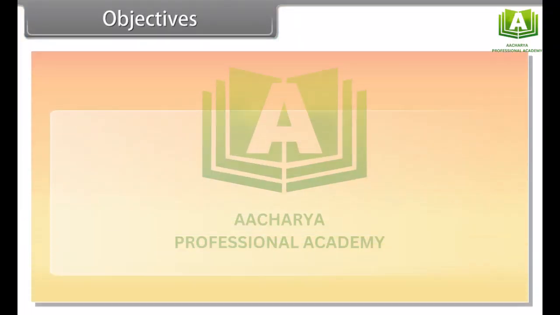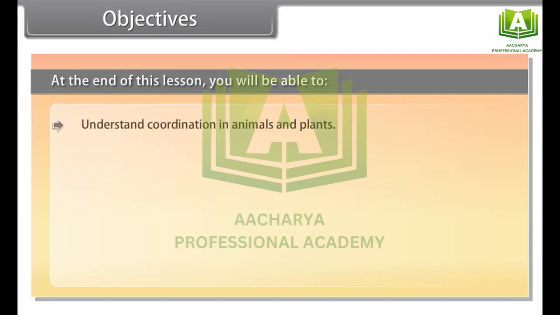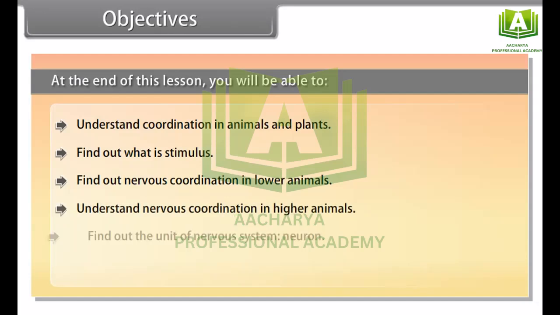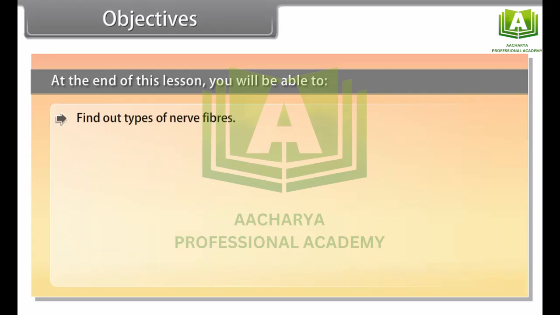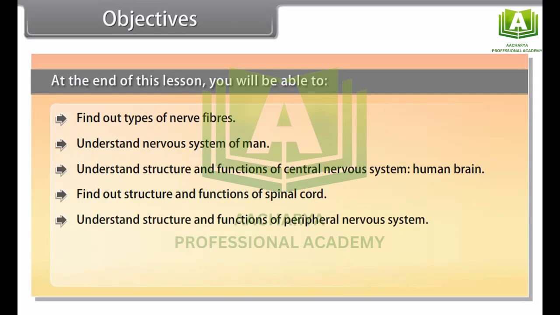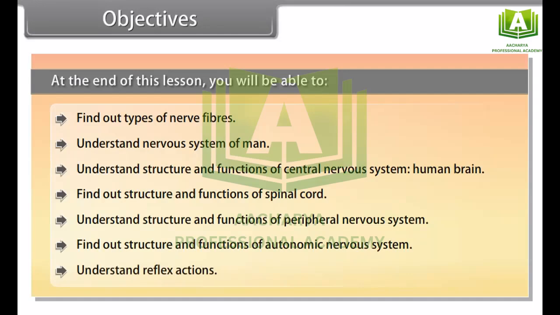Objectives. At the end of this lesson, you'll be able to understand coordination in animals and plants, find out what is stimulus, find out nervous coordination in lower animals, understand nervous coordination in higher animals, find out the unit of the nervous system, neuron, find out types of neurons, find out types of nerve fibers, understand the nervous system of man, understand structure and functions of the central nervous system, human brain, find out structure and functions of the spinal cord, understand structure and functions of the peripheral nervous system, find out structure and functions of the autonomic nervous system, and understand reflex actions.